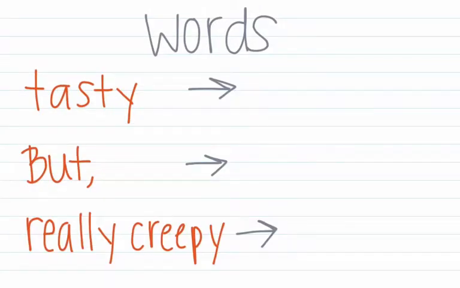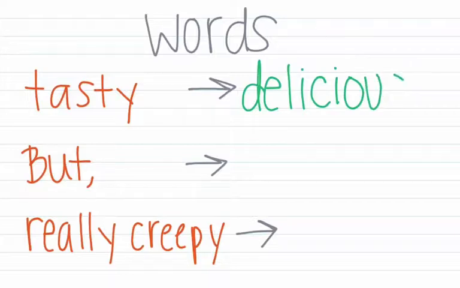So let's look at these three words: tasty, but, and really creepy. We could take the word tasty and turn it into something much more interesting and alive. Maybe I could turn it into the word delicious. I used that in the last example. Or I could use the word scrumptious, or mouth-watering. Those are all much more interesting descriptive words than tasty. Or you could start describing the actual taste that you're tasting. If it's something salty or sweet, you could go about it that way.